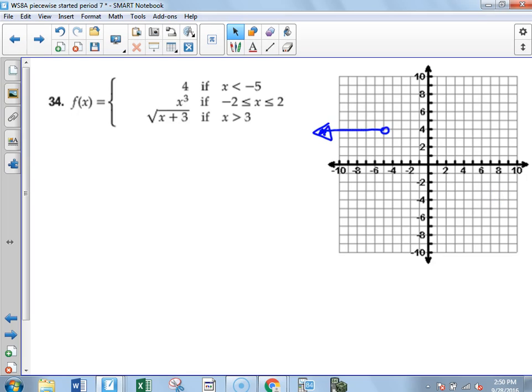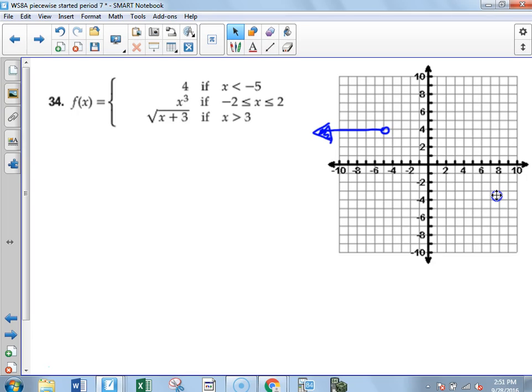Okay, how'd she do, guys? Yes or no? Starting at x equals -5, the y value is 4, and it says for values less than -5, so that'd be -6, -7. Good job. Anybody want to try the next chunk? Go ahead, Sarah.